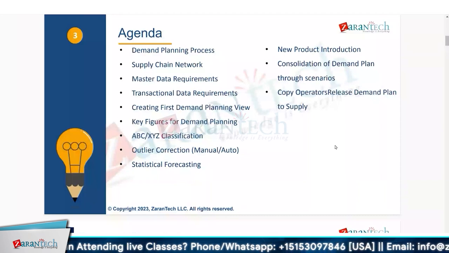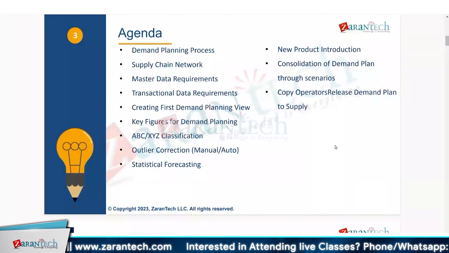Outlier correction, this is also one of the important aspects. As we get into this, we'll try and understand what an outlier means and what sort of corrections are required for the outlier. Then the most important piece of this particular section is the statistical forecasting, because this is an extremely important topic, to understand how the statistical forecast is generated by the SAP IBP process.